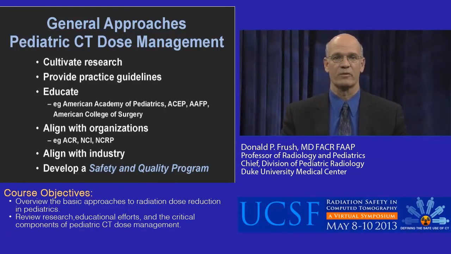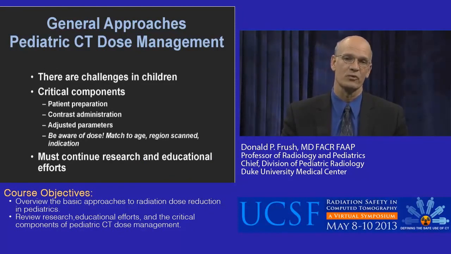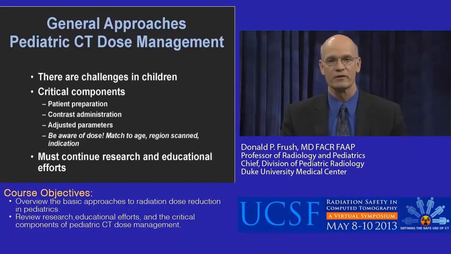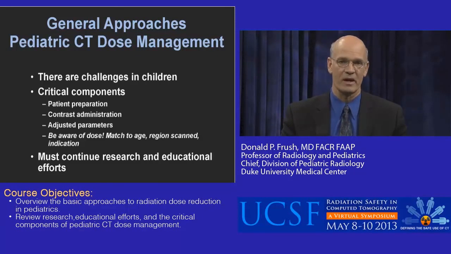We must cultivate research. We must provide practice guidelines, continue education. For example, through the Alliance for Radiation Safety in Pediatric Imaging, Image Gently or Image Wisely for the adult population. And we need to align with organizations as well as with industry and develop safety and quality programs which we can use to target our image quality and make improvements, whether it's through cumulative dose tracking or some other aspect of being able to look at our global practices in our individual practices to improve imaging for children.